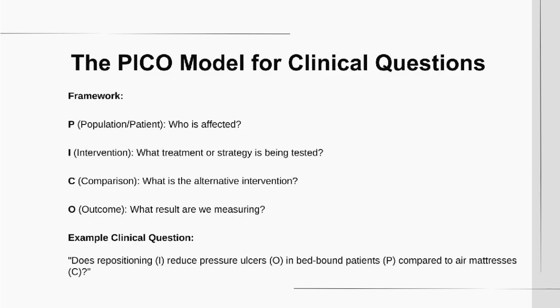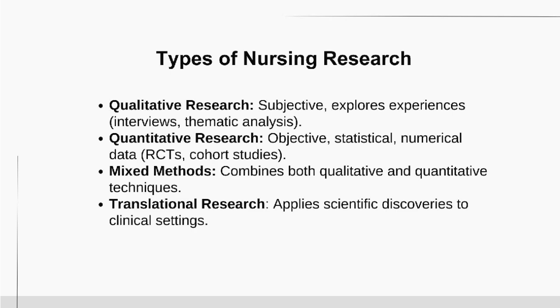Section 6, The PICO Model for Clinical Questions. PICO helps you build strong clinical questions. P, Patient, population: who are you studying? I, Intervention: what treatment or action are you testing? C, Comparison: what is the alternative or control? O, Outcome: what are you measuring? For example, does repositioning (I) reduce pressure ulcers (O) in bed-bound patients (P) compared to air mattresses (C)?